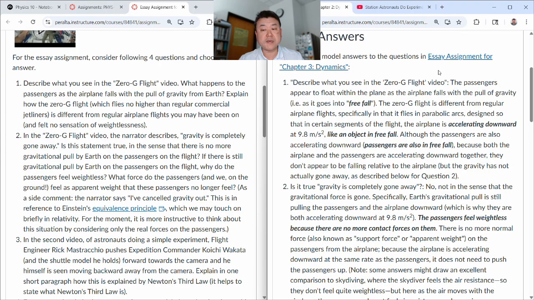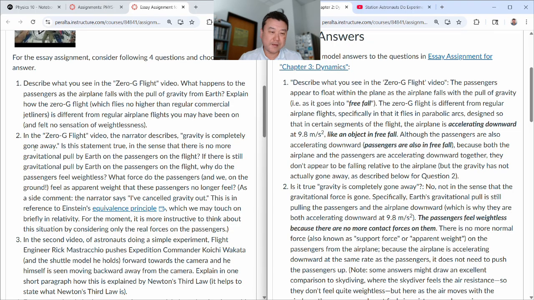The zero-G flight is different from regular airplane flights in that it flies in parabolic arcs, designed so that in certain segments of the flight, the airplane is accelerating downward at g, 9.8 meters per second squared, like an object in free fall. The passengers are also accelerating downward, so they are also in free fall, because both the airplane and the passengers accelerate downward together. They don't appear to be falling relative to the airplane. But gravity has not actually gone away, as described below for question 2.